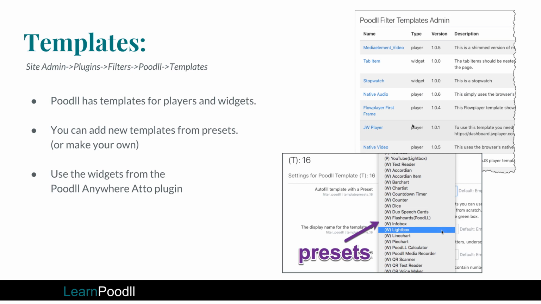And Poodll has a number of templates, and these templates are used for players, audio and video players, as we saw on the file extension settings menu. You can choose from the players there, and also for widgets. Widgets include things like lightboxes and charts and stopwatches. You can create more widgets or players from presets, and those presets are available on any template settings page. At the very top there's an autofill template with preset option. If you want to try out the widgets or use them, there is a widgets icon on the Poodll Anywhere Atto plugin. There's not yet one on the TinyMCE plugin, but there will be soon.